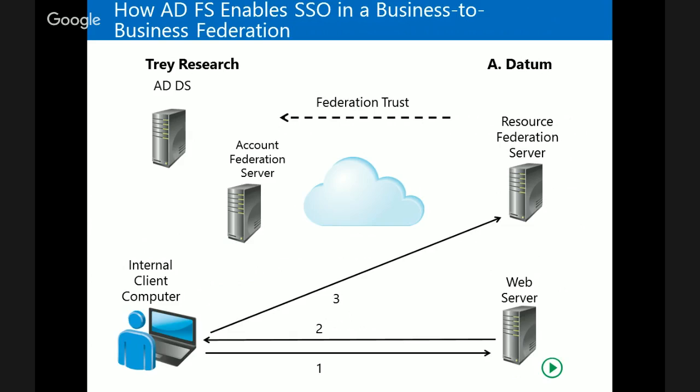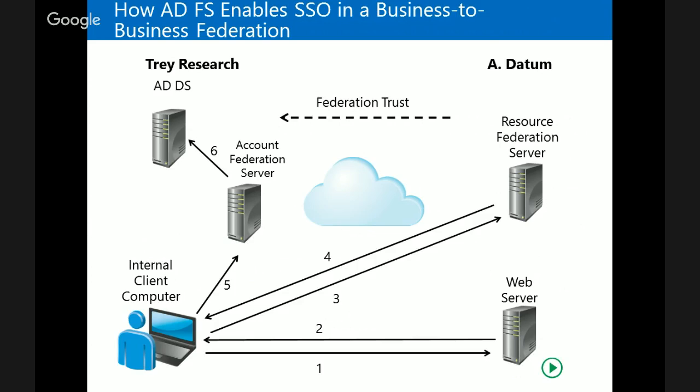The internal client computer is sent to the federation server on A. Datum, the resource federation server. Because the web server says, well, in order to get to me, that federation server has to say you're okay. It tells the internal client, oh, you have to do what you got to do to get the proper identity. So it contacts Trey Research's account federation server because it needs a security ticket. That will contact Active Directory, validate that user. That's why I like to write password and that type of stuff.